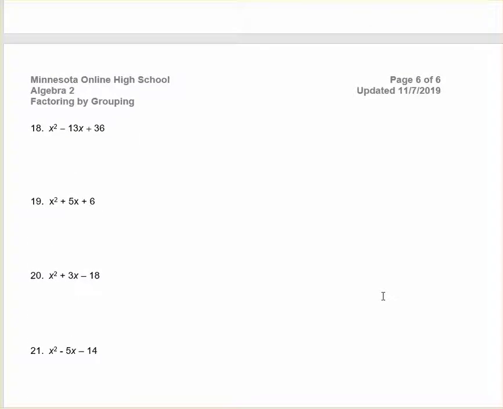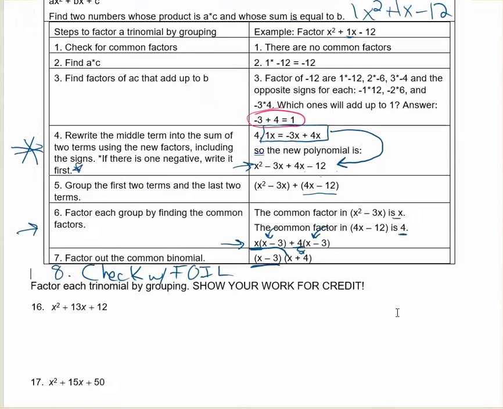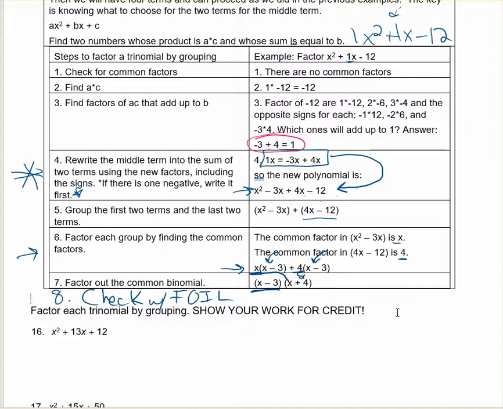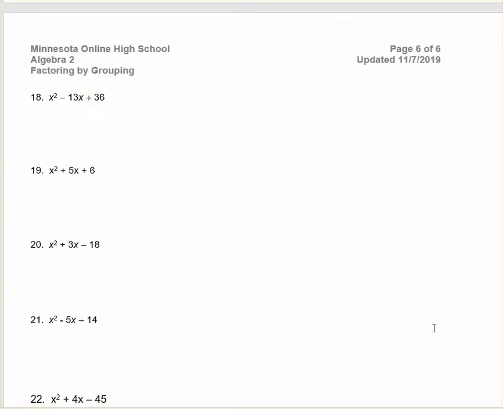Let's do number 19. X squared plus 5x plus 6. So the process is, and you can look back at the table as much as you need to, but we are going to first check for common factors, and then find a times c, and then find the factors of a times c that equal the middle term of b. So there's no common factors in number 19. A is 1, so 1 times c, 1 times 6 is equal to 6. I need the factors of 6 that would add up to 5.